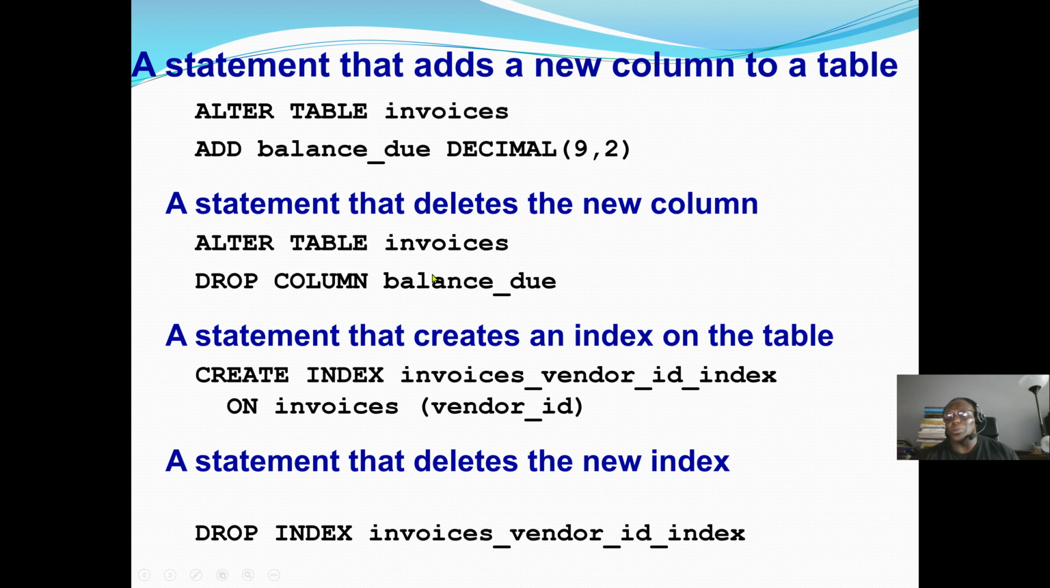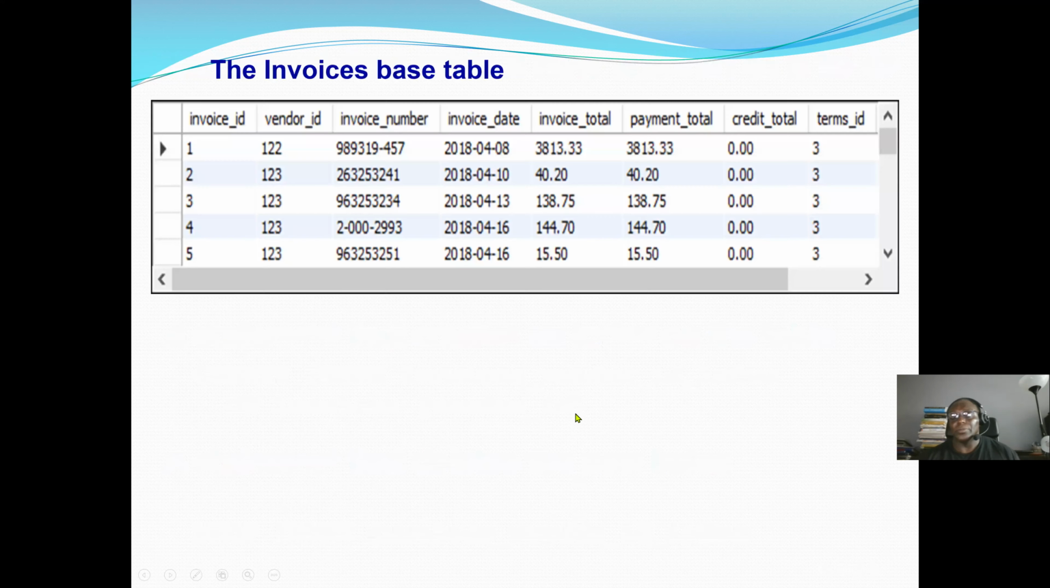Then a statement that deletes the new index: we use the command drop index and then the index name. So this is an invoices-based table. We have some records, and here we want to write a query to select some items from the table. This is a select statement that retrieves and also sorts the selected columns and rows. The select statement normally is a query.